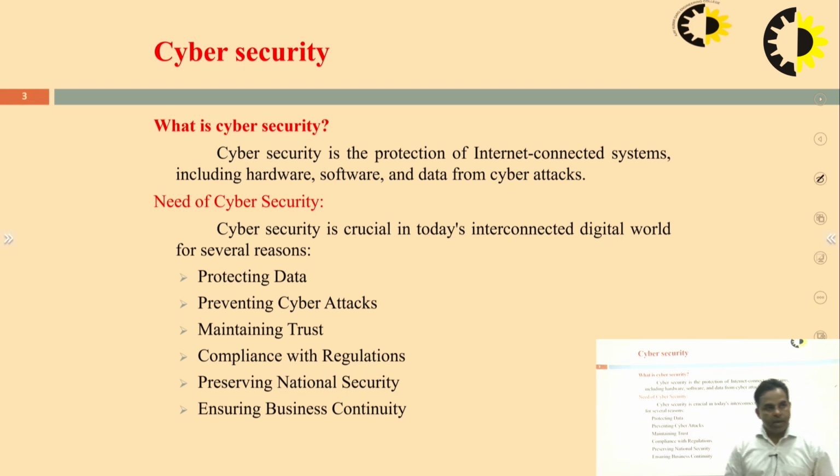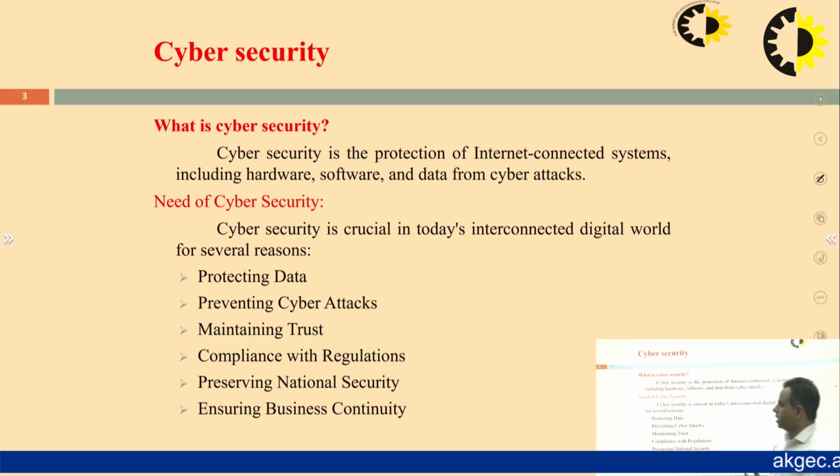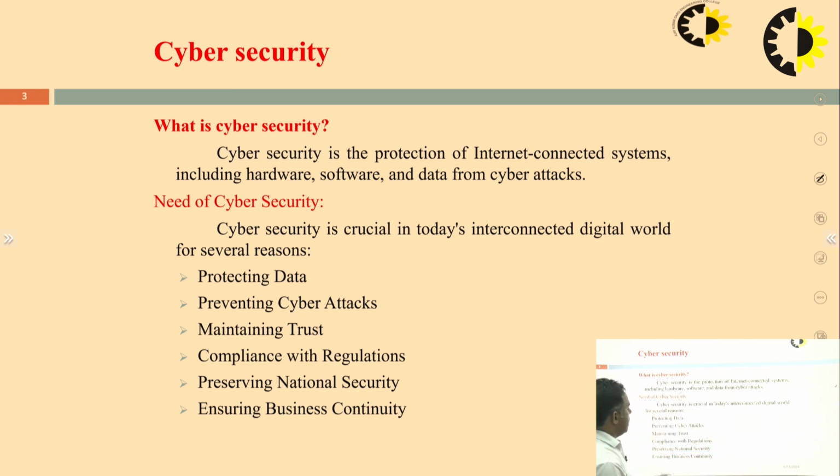The second point after the definition is the need for cyber security. What is the need of cyber security? A lot of things are mentioned here. There are several reasons to use cyber security. The first reason is protecting data: preventing unauthorized persons from accessing that particular data or information. The second point is preventing cyber attacks. Previously we said this is a technique or methodology to prevent attacks or unauthorized persons from accessing hardware, software, data, information, devices, anything we are using over the network.